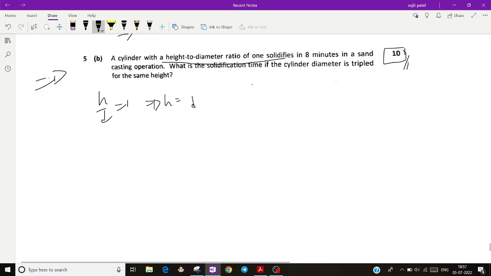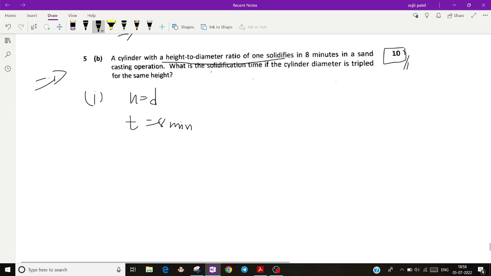So this is the first case, where height is equal to diameter and it solidifies in 8 minutes.